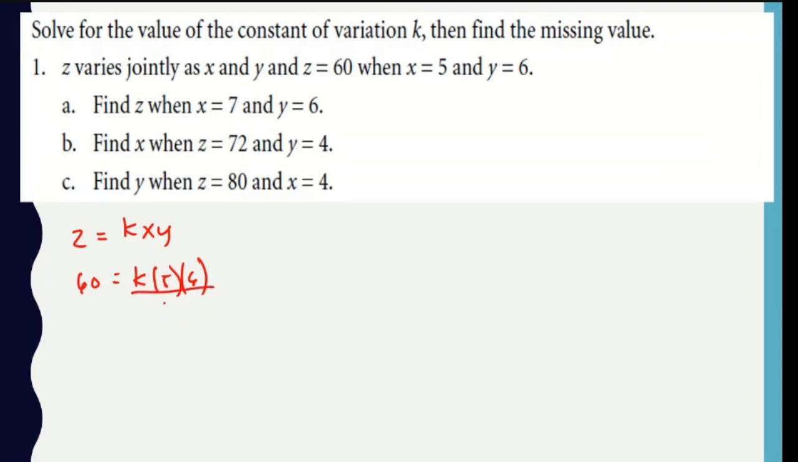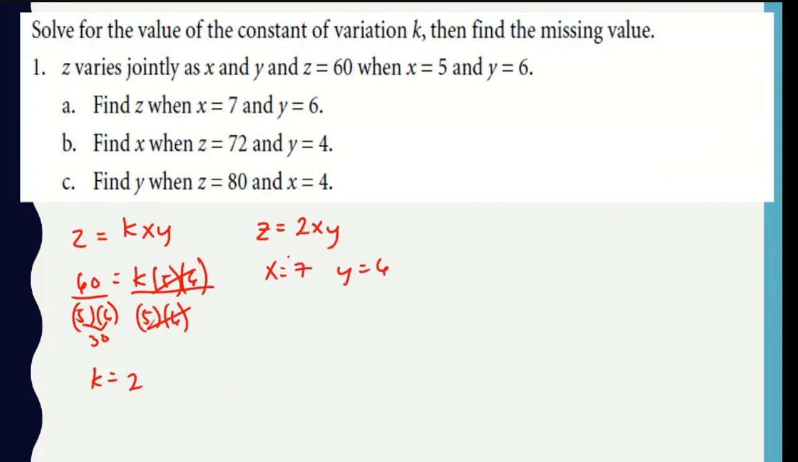So solving for k, you will divide both sides by 5 times 6, or 30. So you will have k is equal to 60 divided by 30, because 5 times 6 is 30. You will have k is equal to 2. So our working equation now, z will be equal to 2xy. So you will now substitute. Find z when x is 7 and y is 6. Substitute to our equation of variation. So z is equal to 2 times 7 times 6, which leads to 84. So z is equal to 84.